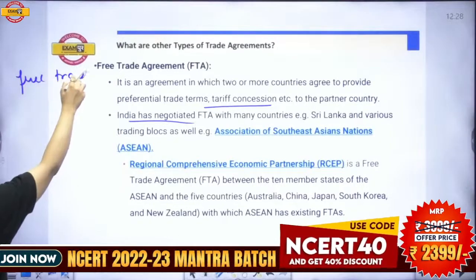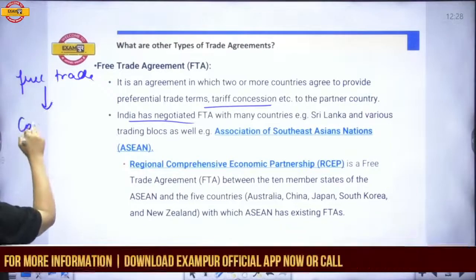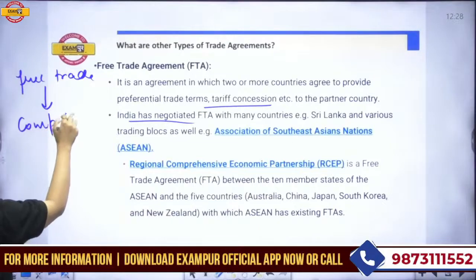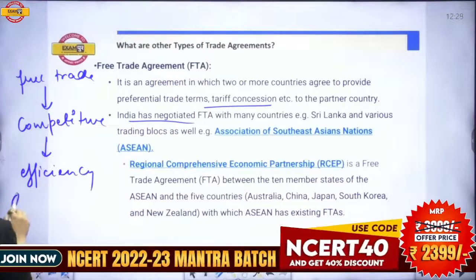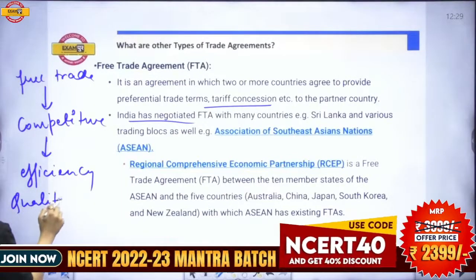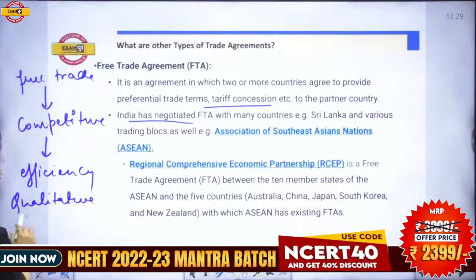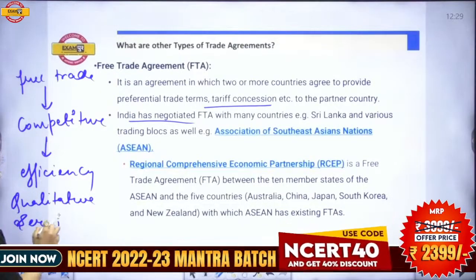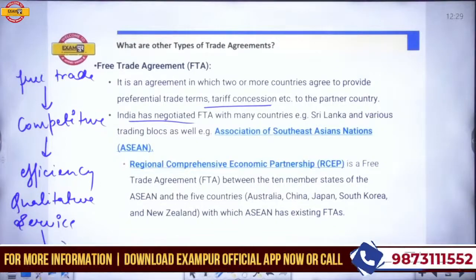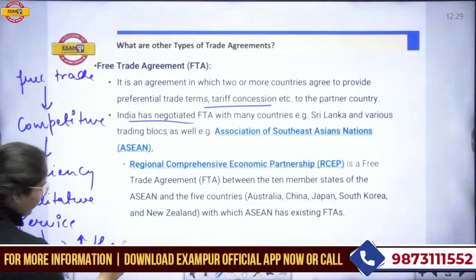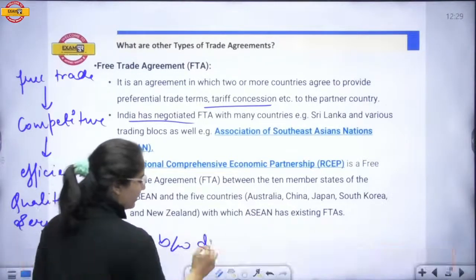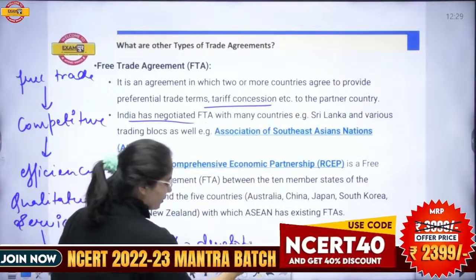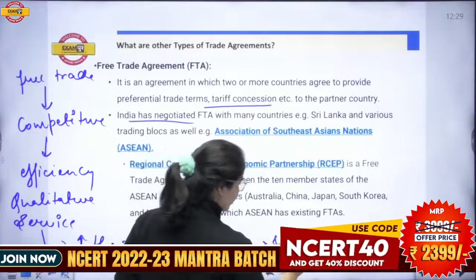Free trade, making the thing competitive and efficient, with qualitative services, increasing the gap between developing and developed nations.